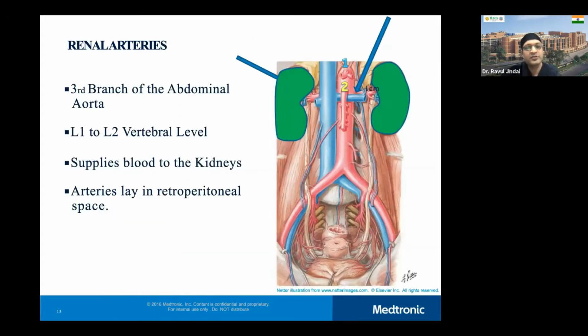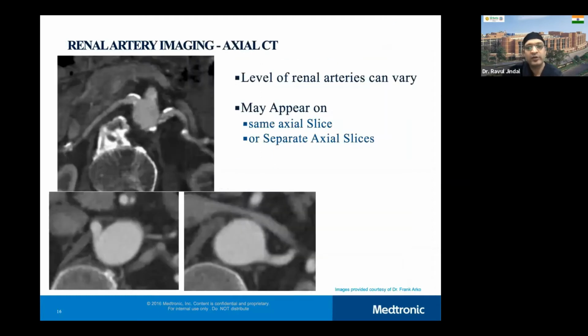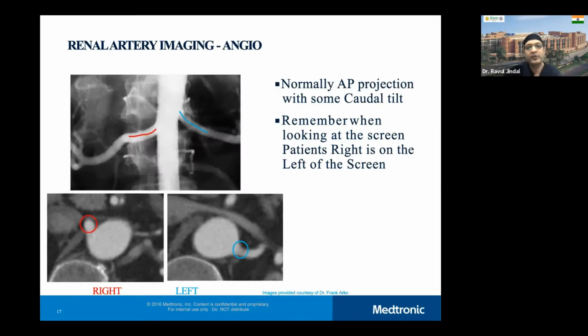Coming to the third branch, the renal arteries, they start from L1 to L2 vertebral levels. They supply blood to the kidneys, which lie in the retroperitoneal space. When you do axial CT imaging, this is how it looks. As you can see, both arteries may appear on the same axial slice, and sometimes the levels are up and down. The right renal artery is up and the left renal artery is lower. Then you can see the arteries in a different axial slice.